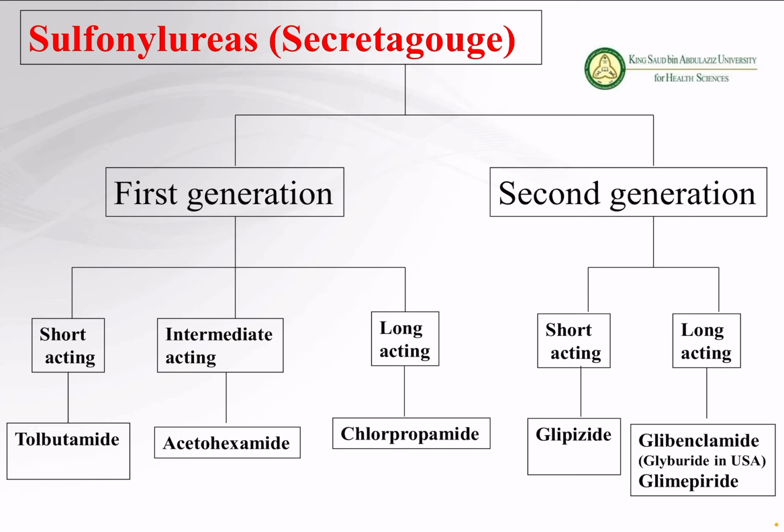We have short acting glipizide, and a long acting glibenclamide, which is a very widely used drug, and we have glimepiride. So these are the different drugs under the category of sulfonylurea. In most cases nowadays, they are prescribing the second generation long acting drugs. What is the change in the second generation?